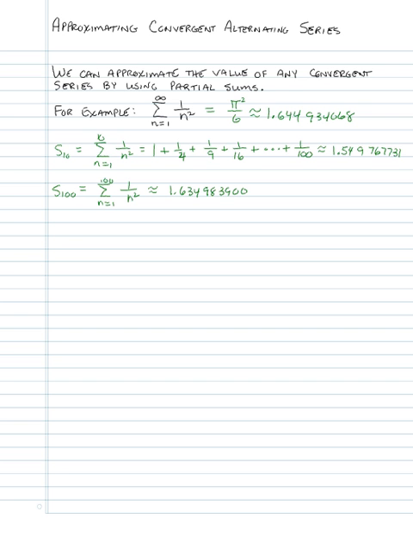Well, here's the deal. With convergent alternating series, we actually have a way to know how accurate our approximation is. Even though we don't know the value of the infinite sum, we can predict how close our approximation is to the infinite sum. We do this by dealing with the remainder. So let me set some things up here with a little pause.